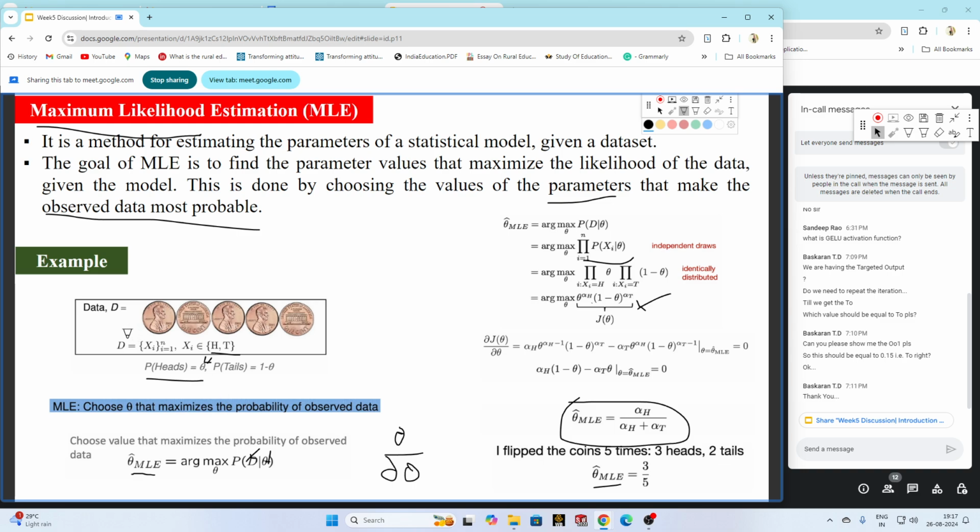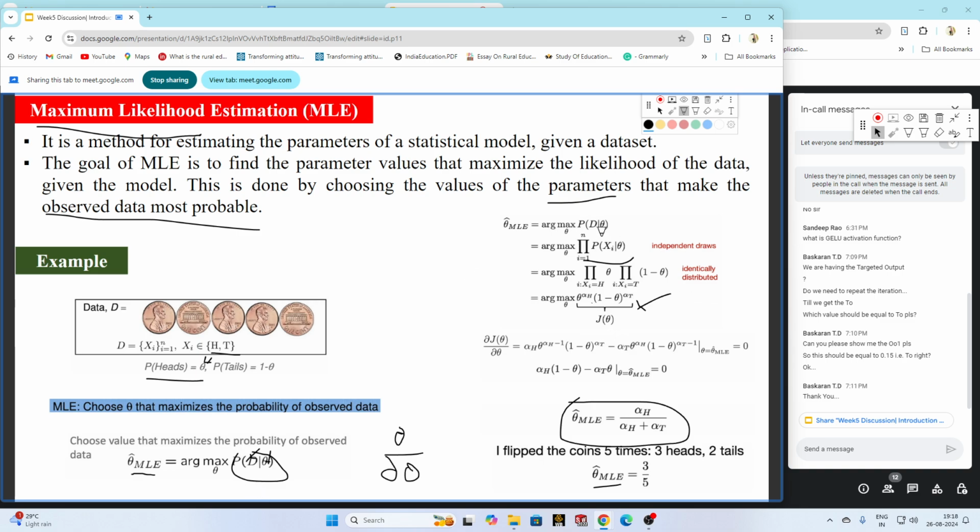So the goal of MLE is to find the parameter value that maximizes the likelihood of the data given the model. This is done by choosing the value of the parameter that makes the observed data most probable. So we have to find theta such that p(D | theta) will be maximum. That is our target.